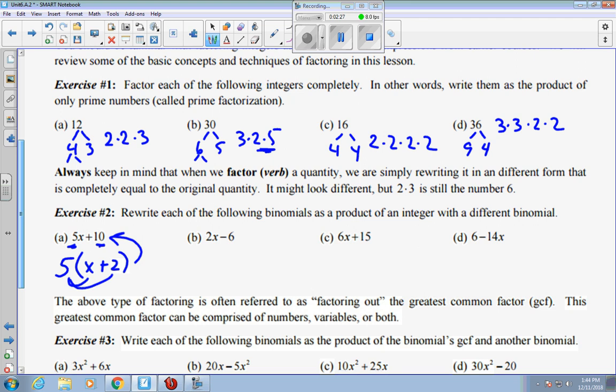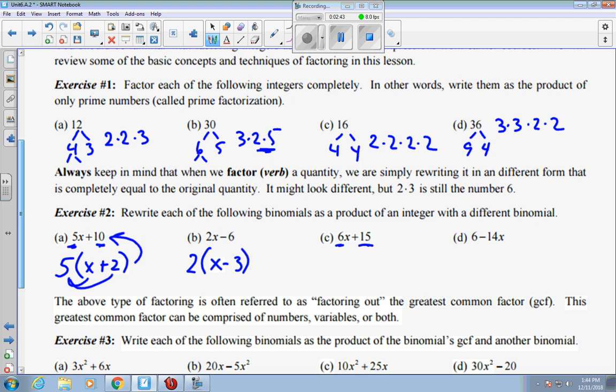You want to make sure that if you redistribute the 5, you will end up back to your original polynomial. Letter B, I take out a 2. I'm left with an x minus 3. Letter C, now the past 2, we were able to take out the leading coefficient. We took out the 5 in the first one, we took out the 2.